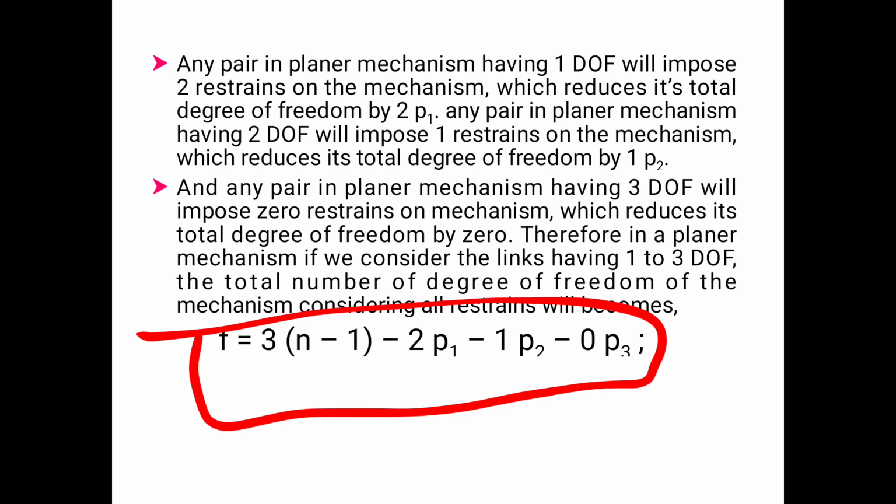So this is all about the degree of freedom. I discussed one formula for spatial mechanisms and another for plane mechanisms. I hope all of you understand the concept of degree of freedom. I also told you the basic difference between mobility and degree of freedom.